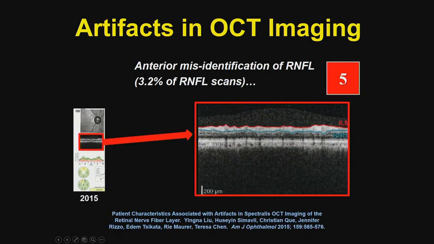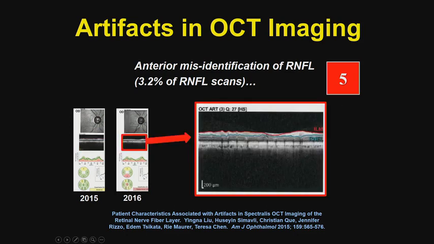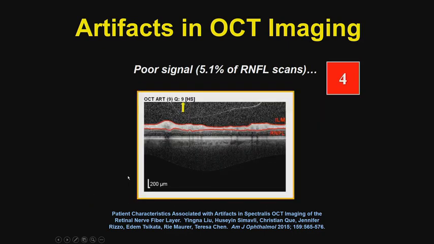Here's another example of that. Here in 2015, the RNFL is properly segmented. However, in a subsequent year, you can see that the anterior RNFL is misidentified, and this is a segmentation artifact where the RNFL is artifactually thin. So here you can see this is not progression from glaucoma, but progression from an artifact.